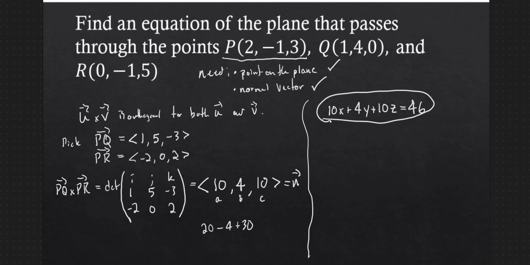Pretty neat, right? So again, another multi-step problem. We approached it by determining what we needed to come up with the equation, and then we broke it down. We found a cross product as a smaller step, and then used that normal vector to find the equation of the plane.